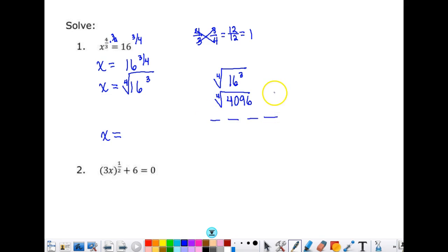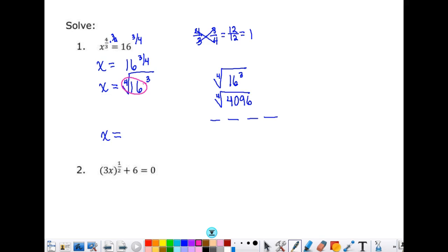Now we need to take the 4th root of that. We've got to figure out what number multiplied four times is 4,096. Well, I don't really know that. That would take me having to play around on the calculator a little bit. So maybe that's not the best way to do it. So what we just tried is we tried doing the exponent first. You can try to do the root first and then the exponent.